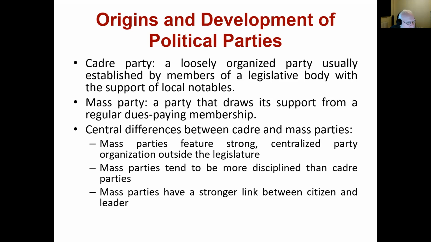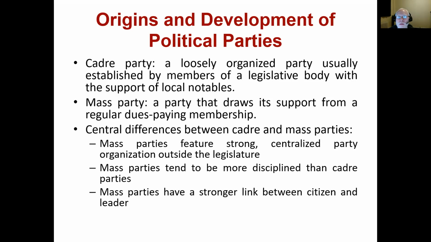So there's different types of political parties. Many of the initial political parties could be referred to as cadre parties. So a loosely organized party usually established by members of the legislative body with support of local notables. So in this case, there'd be fewer ties back to the direct electorate. It'd be a loose party that's organized within the members of the legislative body, but without necessarily a formal mass party outside of the legislative body. So it organizes behavior within the legislature, but not necessarily as much outside of it.